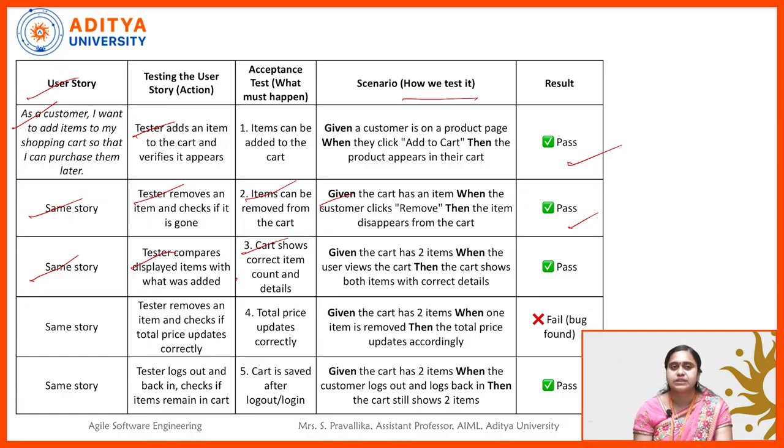So this is what the acceptance test goes with. So what was the next one? In the scenario, what was happening? Given cart has 2 items, when the user views the cart, then the cart shows both the items with the correct details.